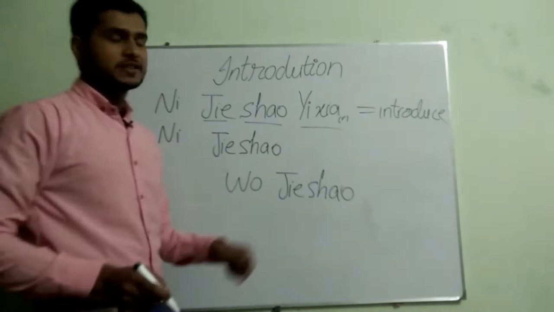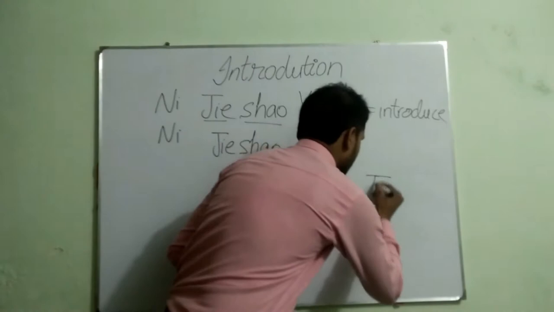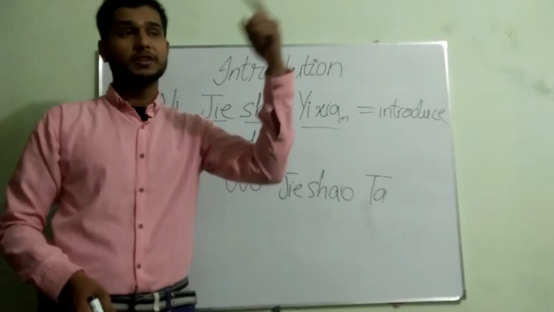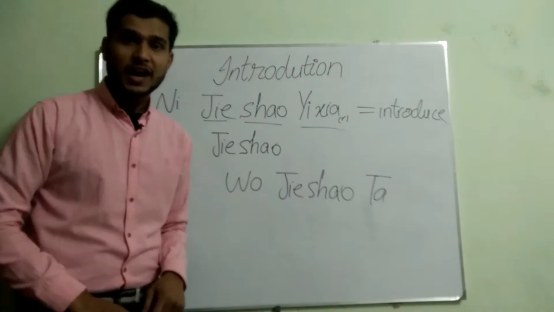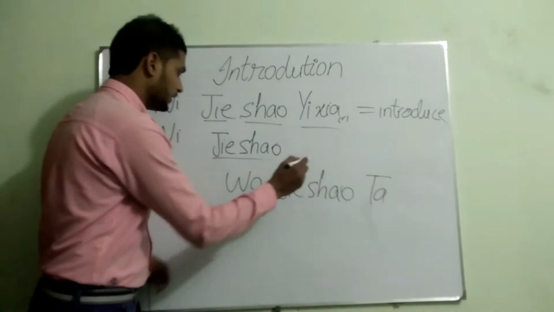Wo jie shao ta. Its meaning is I introduce him, I introduce her. Wo jie shao ta. Or the complete word, jie shao yi xia. Ni jie shao yi xia. How to pronounce? Jie shao yi xia. Or just simply, shortly, jie shao.